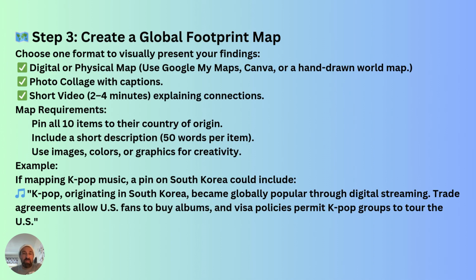The next one is you're going to create a global footprint map. And I'm going to show you on another video that'll be linked on the actual page a way that you can use this program called My Maps, which is on Google, where you can make little pins and descriptions, and it's pretty cool. I just discovered it, so look for that link. But then also you can create a map on Canva. You can draw a map and write the little things out, and then take a picture of that, show it to me, stuff like that. So it's pretty cool, and each one's going to have a little description.